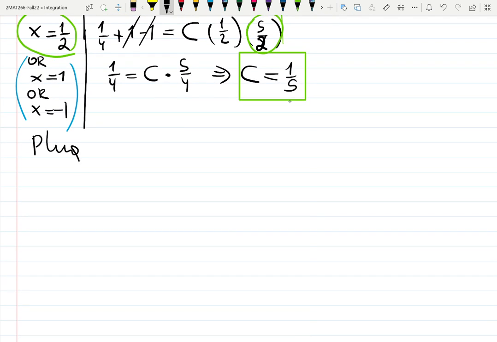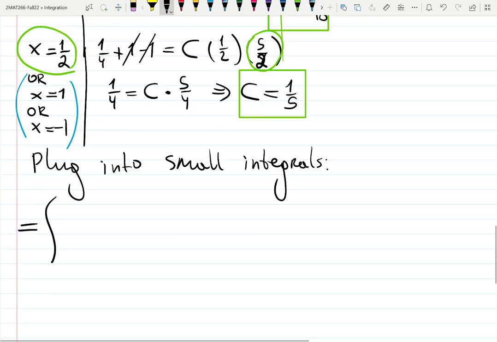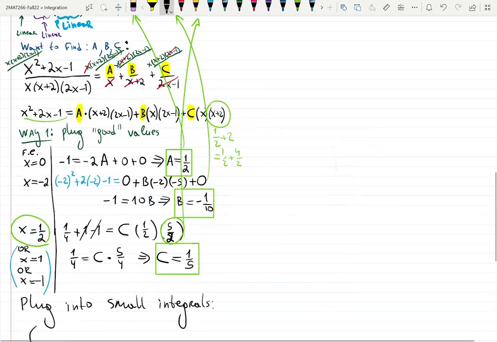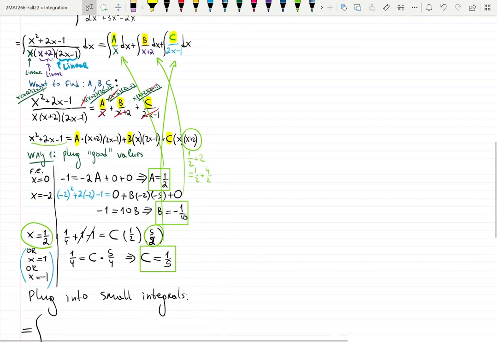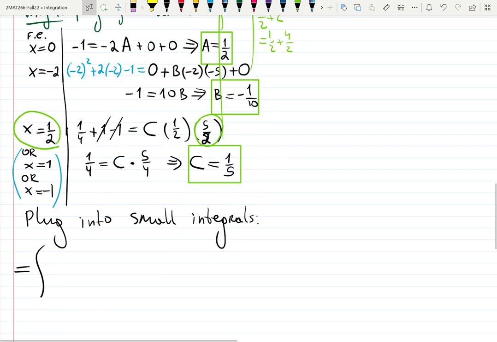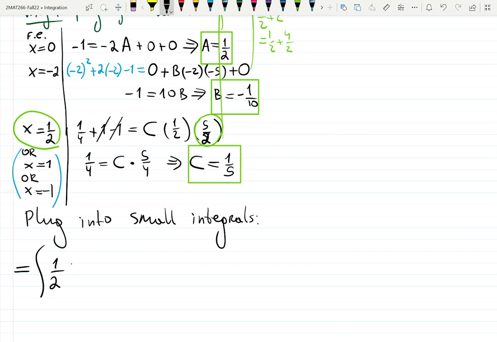So plug into small integrals. We will have an equal sign. The first integral was, let me zoom. See, when I'm zooming out, I see my squares. Even if I zoom out a lot, I see where my ABC is. And that's why it's a good idea to put them in circles or squares. A over x. A is 1/2. I would do 1/2, 1 over x, because it looks better.